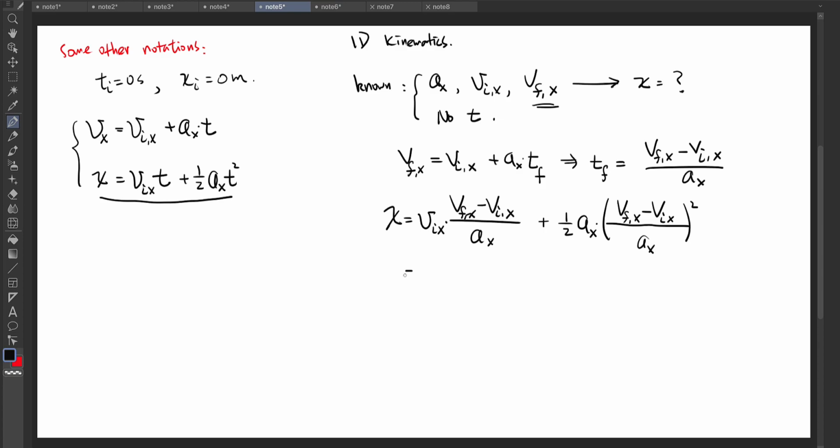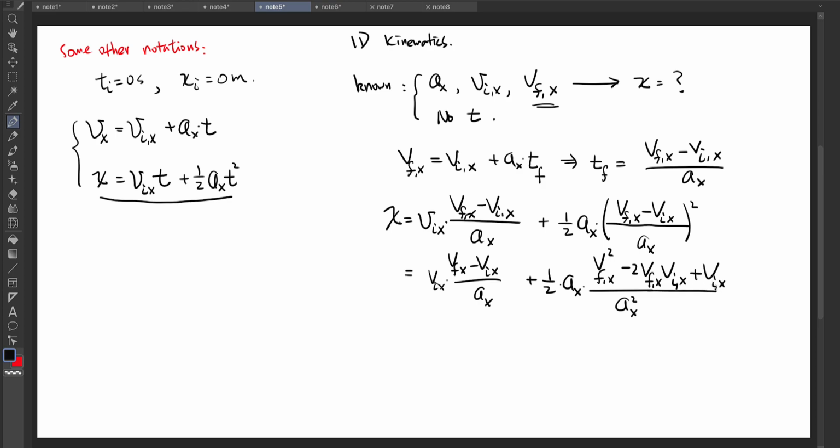Let's see. We can probably get some simplification here. Let's expand. Let's copy the first term. And let's expand the second term: v final x squared minus 2 v final x v initial x plus v initial x squared. Okay.